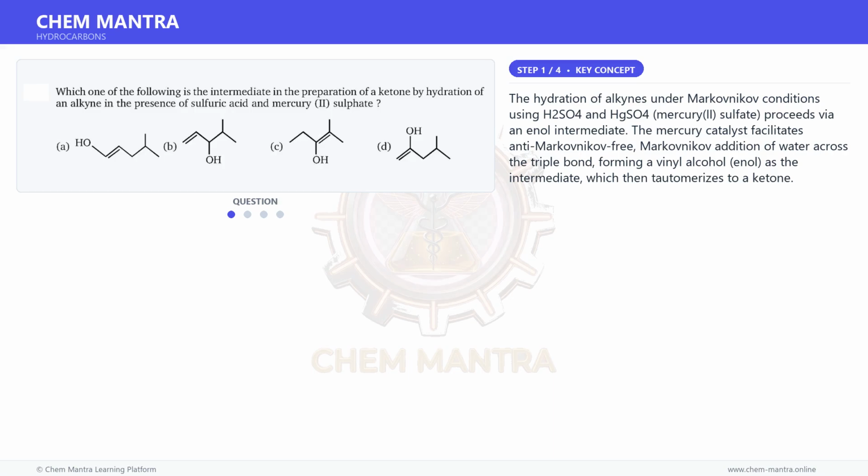The hydration of alkynes under Markovnikov conditions using H2SO4 and HgSO4 (mercury(II) sulfate) proceeds via an enol intermediate. The mercury catalyst facilitates Markovnikov addition of water across the triple bond, forming a vinyl alcohol (enol) as the intermediate, which then tautomerizes to a ketone.